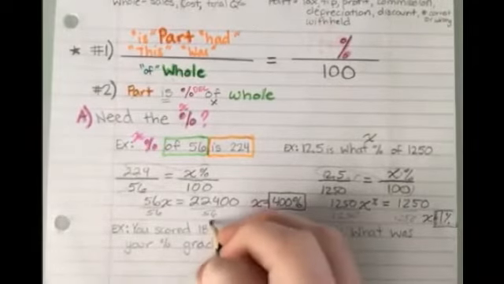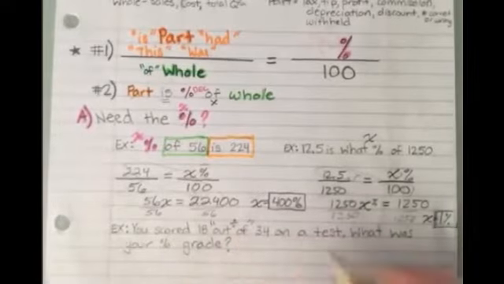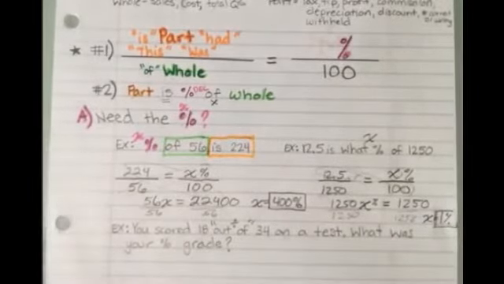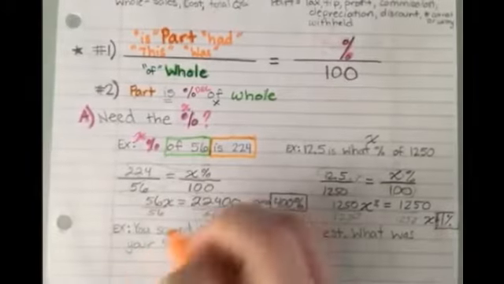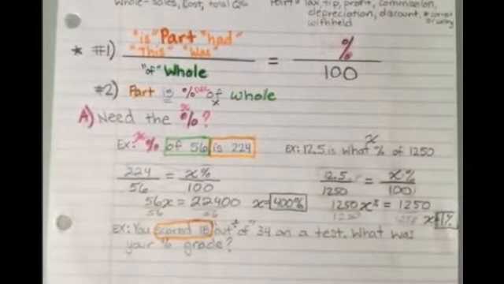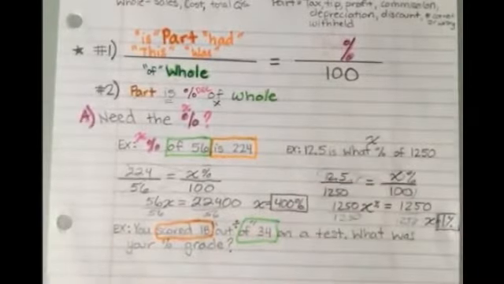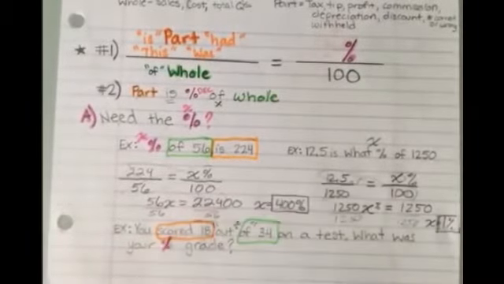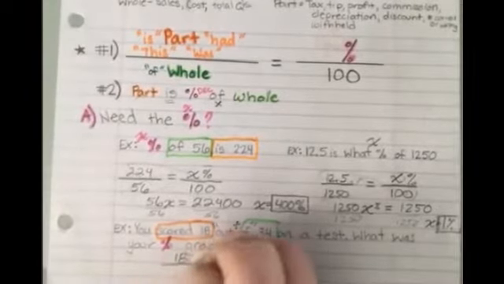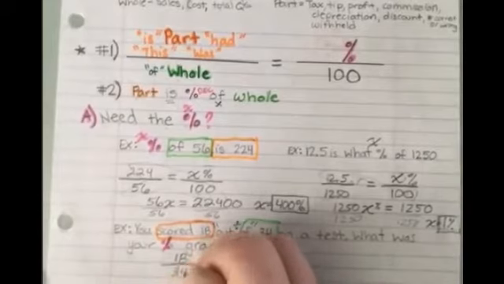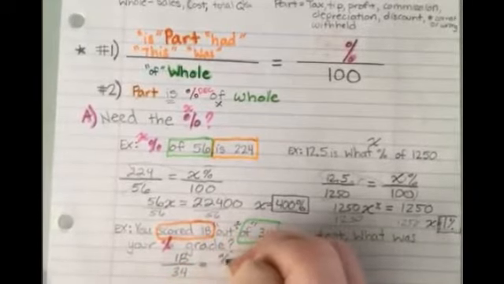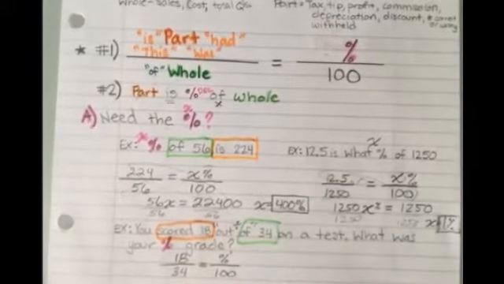So since out of means divide, right now, again, what you scored is your part. So your scoring is the part, which means that's going to go on top. And your total number of questions, that is of 34. And then you're looking for your percent. Do you have to use color? No. Do I recommend it? Yeah, it helps. So 18 is your part over 34 equals your percent out of 100.